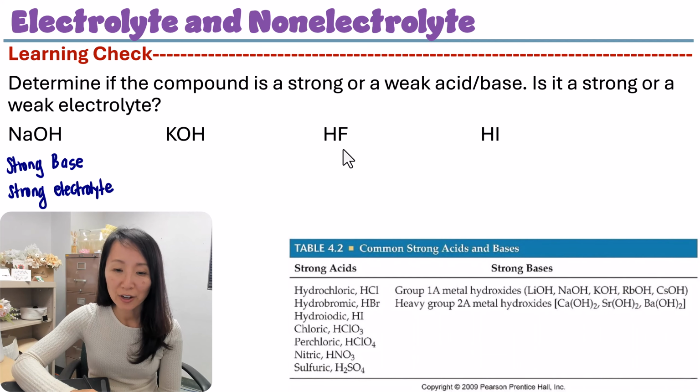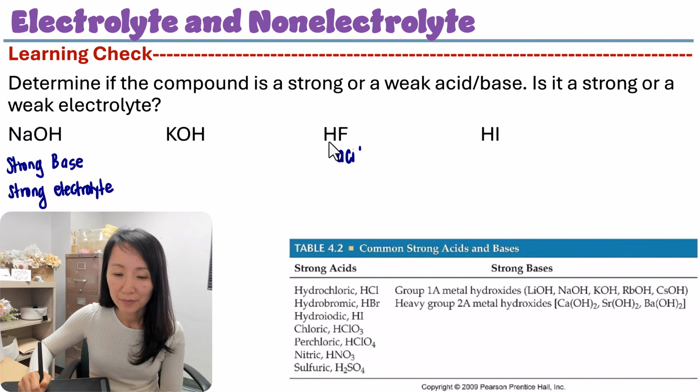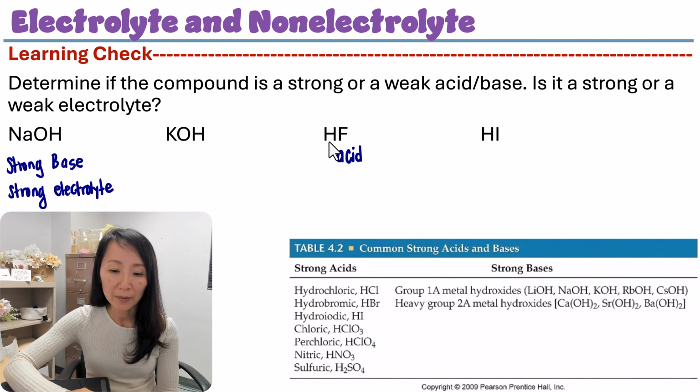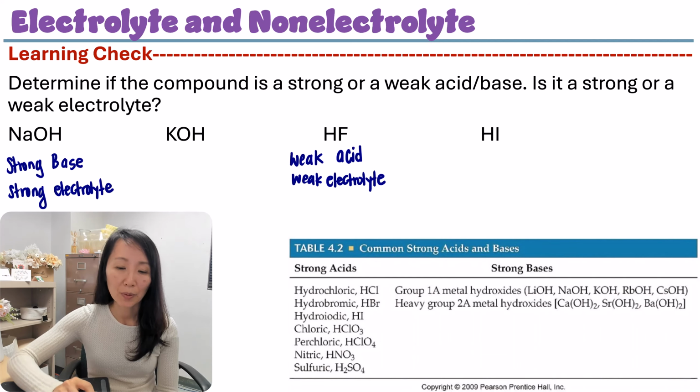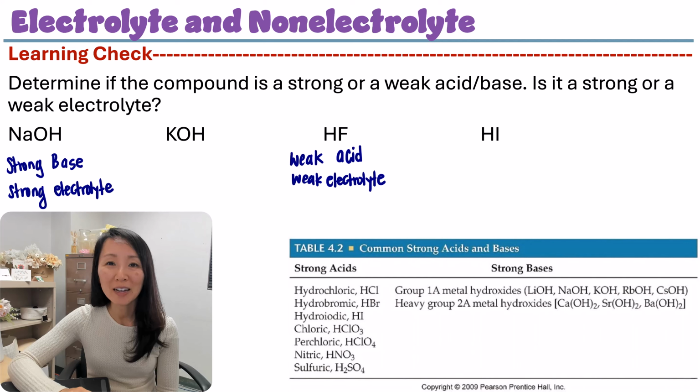Let's try HF. Non-metal, and we have a hydrogen in the front. So therefore, I can assume that this is an acid. Is this a strong or a weak? So I look in this chart over here. HF is not in one of the categories, so therefore this is a weak acid. So therefore this would be a weak electrolyte. All right, now you try the other 2 and come back and check the key.